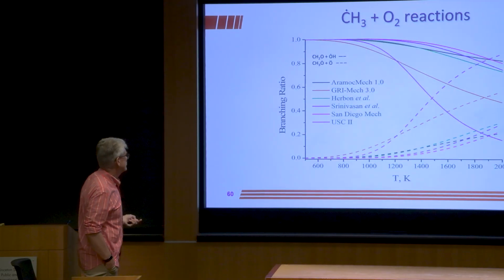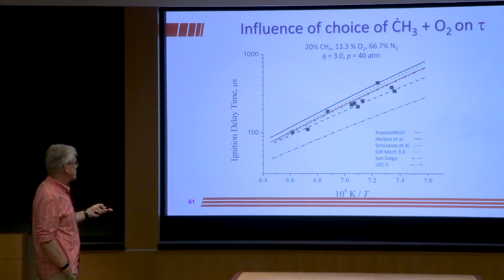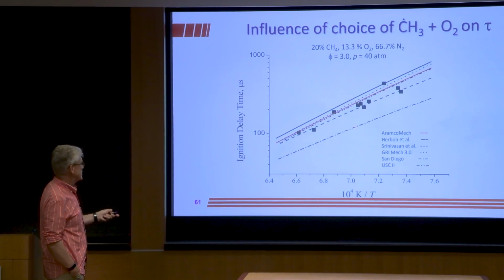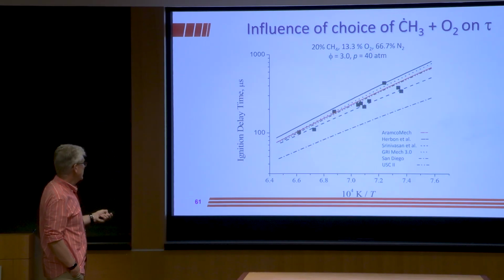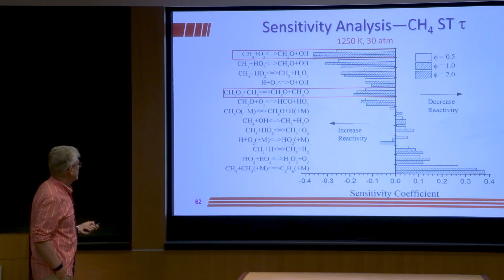That's just showing different branching ratios, and then that's just showing you the choice of rate constant from different mechanisms. The only thing I would say here is that the rate constant in the San Diego mechanism doesn't seem right at all. Okay, other ones are tolerable. Okay, I won't go into that.